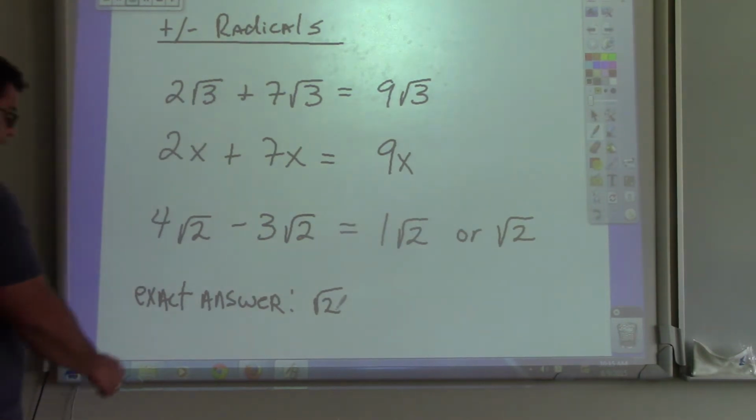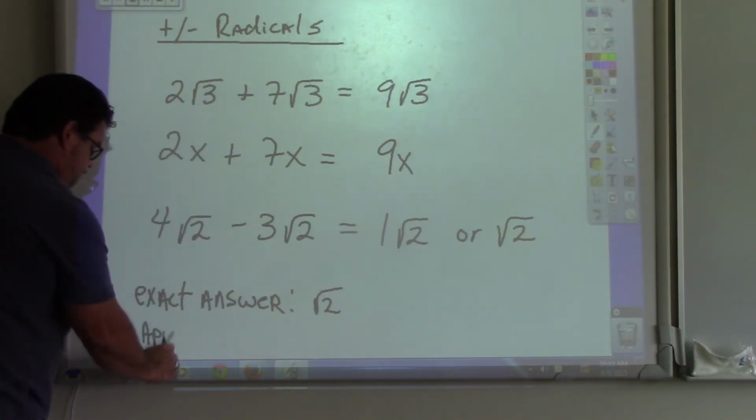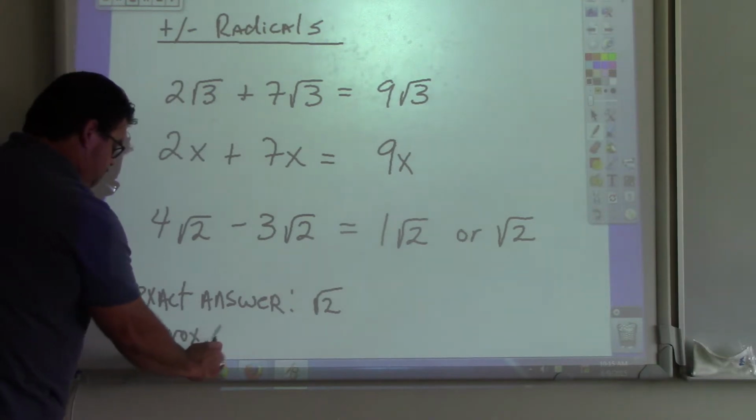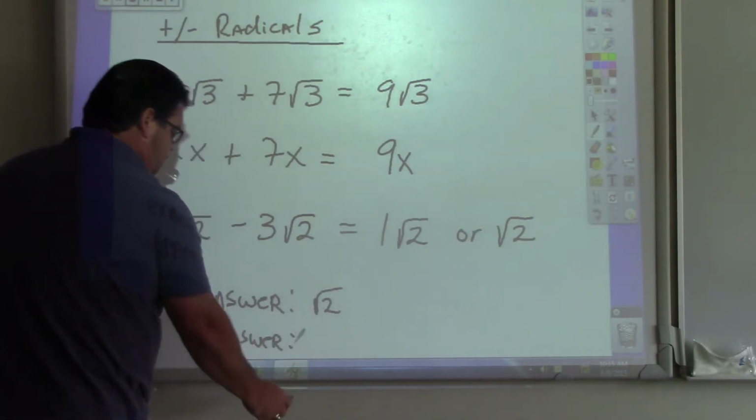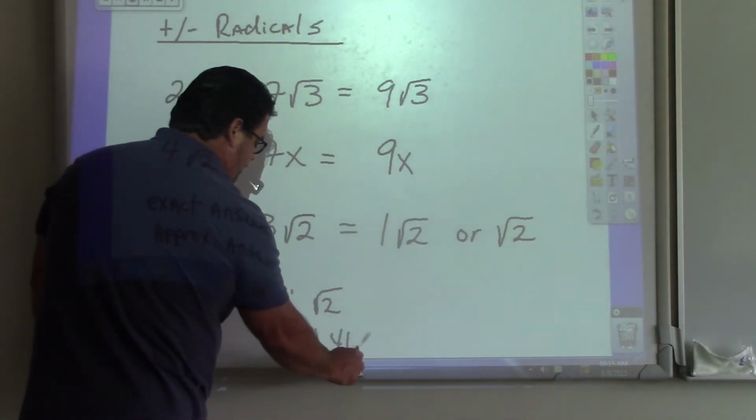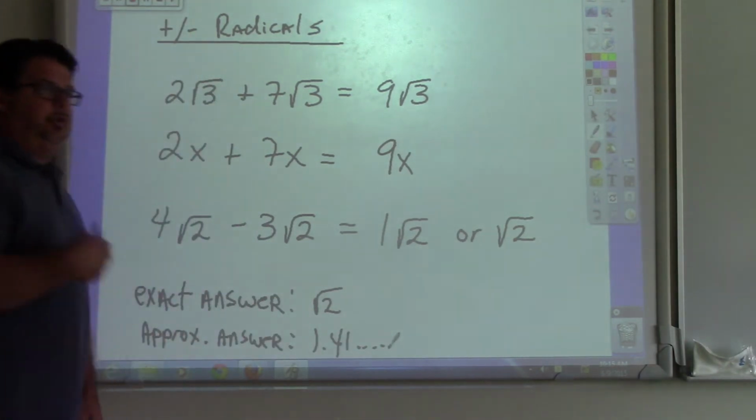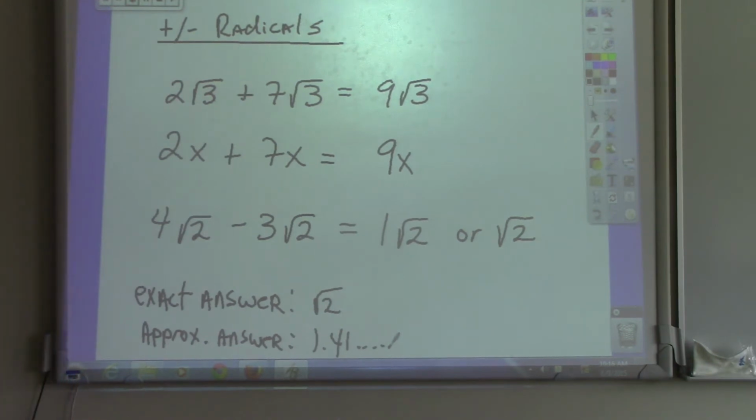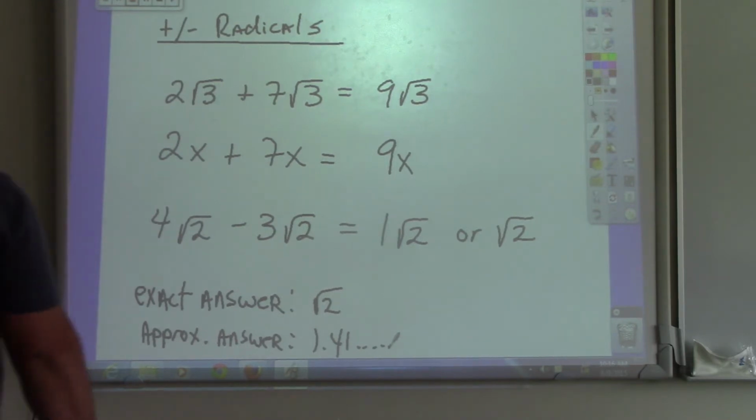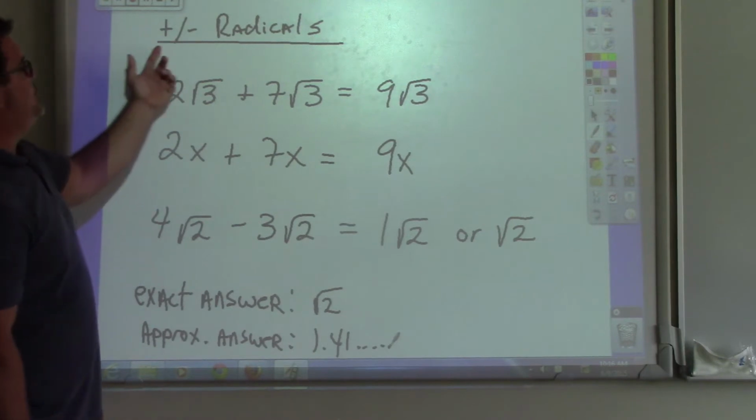An approximate answer would be 1.41 dot dot dot dot dot, meaning you did it in the calculator. So that's how you add or subtract radicals.